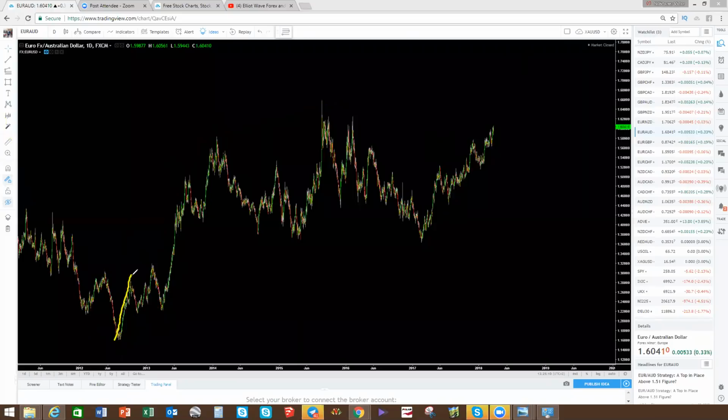1, running flat, zigzag, 5. You can see 1, 2, 3, 4, 5. So similarly here, you're looking for 1, 2, 3, 4, 5. We're still buying this for a long time.